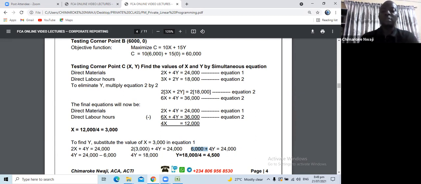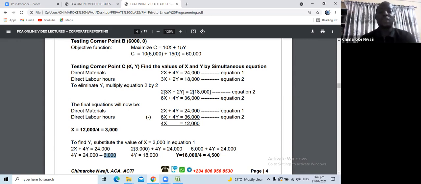So we will not collect like terms. Your 4y remains here, 24,000 remains where it was. Then this 6,000 that was here with 4y will migrate to where 24,000 is, so it's going to carry a minus sign. So 4y will give me 18,000. And we divide 18,000 by 4, we have 4,500. That is the value of our y.